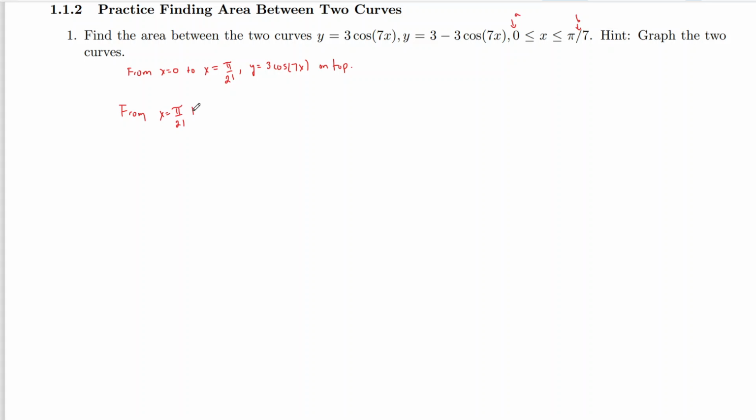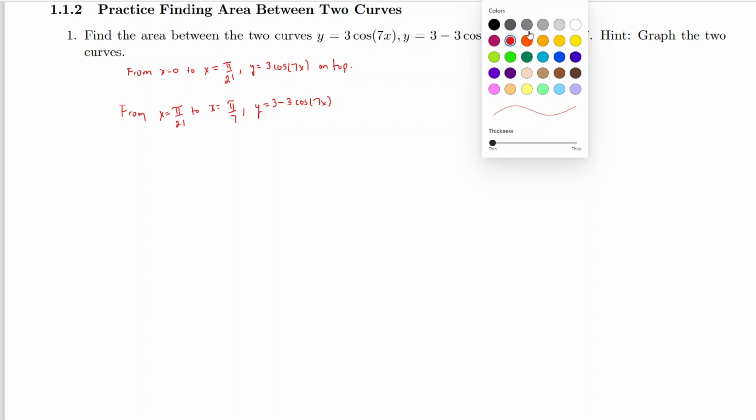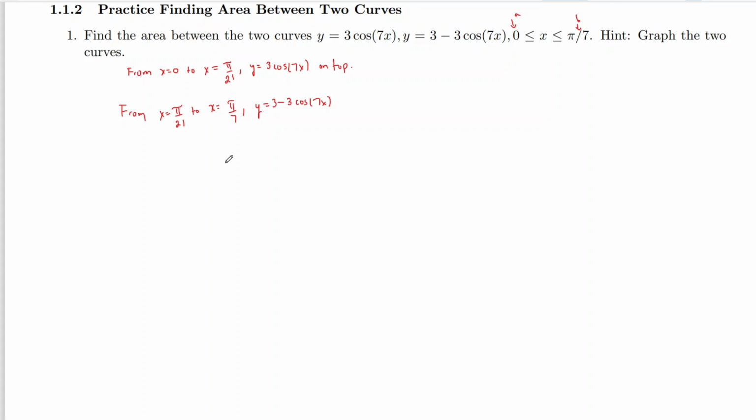Now, why am I pointing this out? Well, remember the formula for the area between two curves. It really matters which one's on top. If you know which one's on top, you automatically know which one's on the bottom. So the best thing you can do here, absolutely without a doubt, is set up two integrals, one for this and one for this.